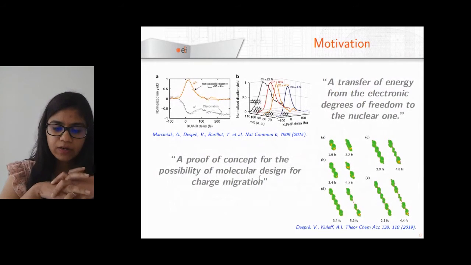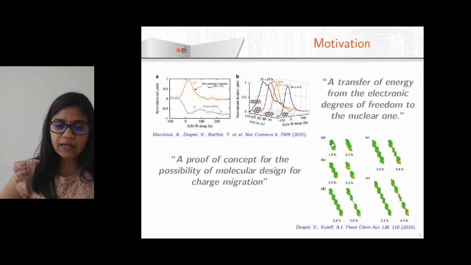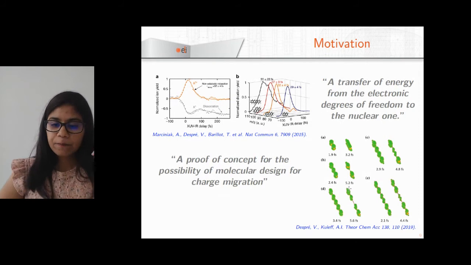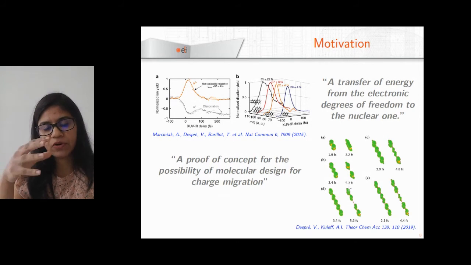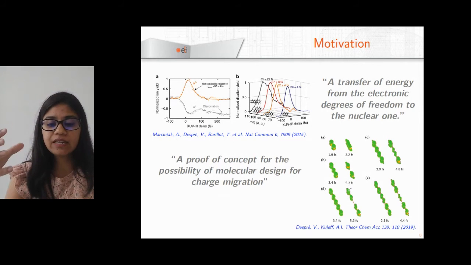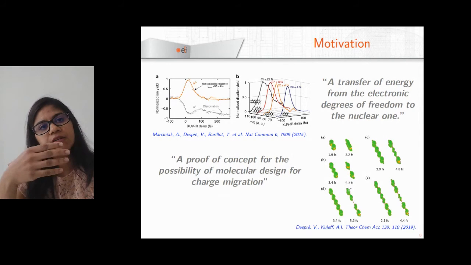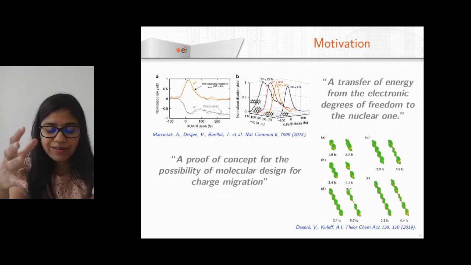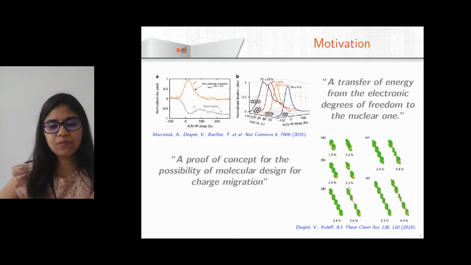Again, the group of Professor Alexander Kuleff has studied a carbon alkyne chain, where they showed that if they increase the number of carbons in the alkyne chain, then the charge migration behavior doesn't change, but the duration of the charge migration goes on increasing monotonously.